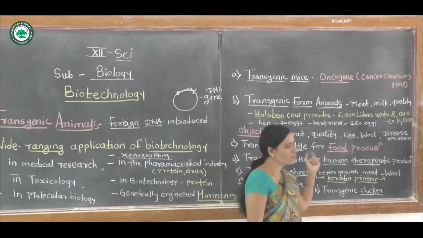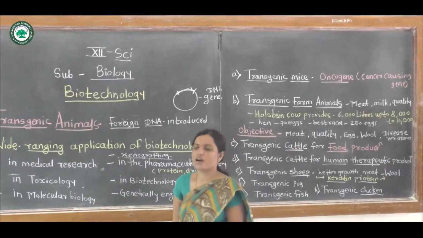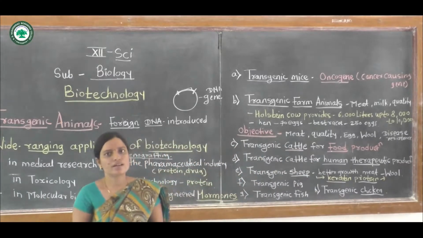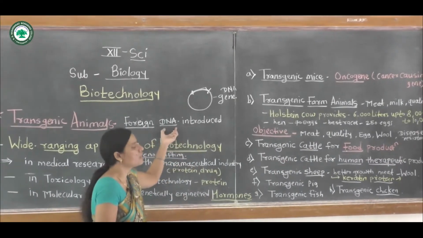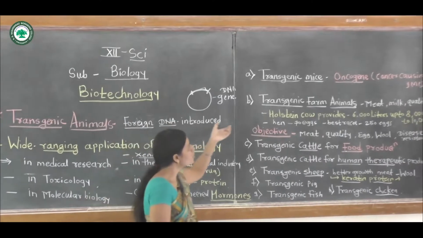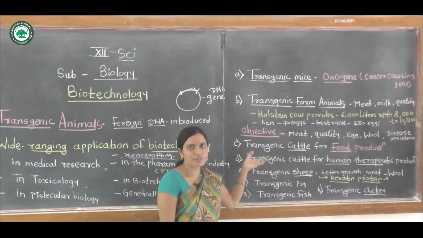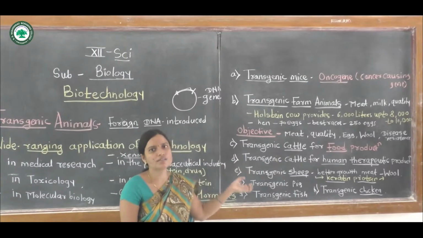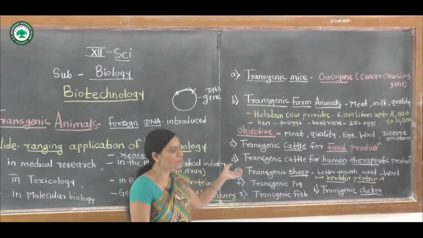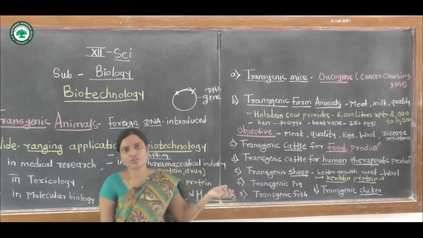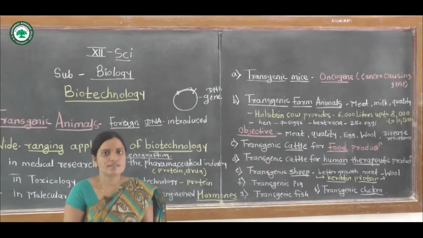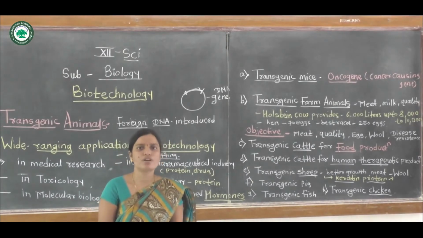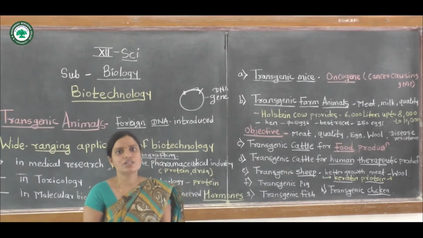Now there are several important transgenic animals, and their transgene, some specific foreign genes or foreign DNA, is introduced into the bodies of these animals, and they can increase the growth or proteins, or also the meat production or egg laying capacity of these animals. Now this is the most important application of transgenic animals.